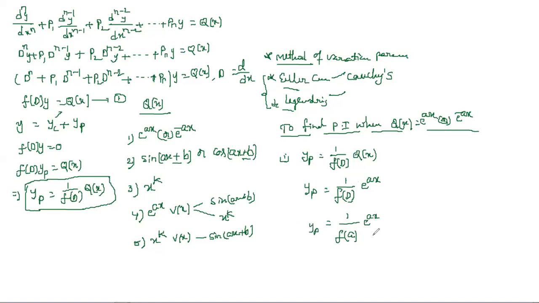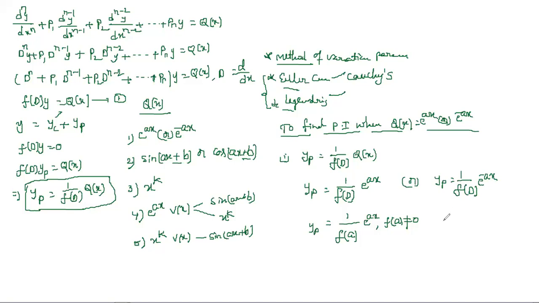But is there any condition? Yes. What is that condition? f of a should not be equal to 0. After substituting a in place of D, the denominator must not be equal to 0. Then only we say that the particular integral is this one. Here we said e power ax. Suppose it is e power minus ax, then yp is equal to 1 by f of D e power minus ax.